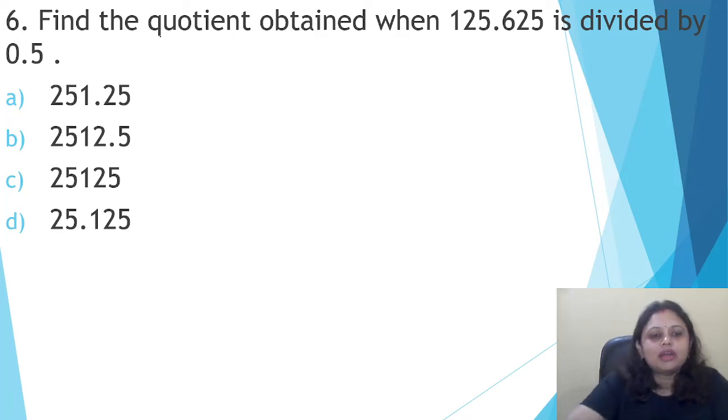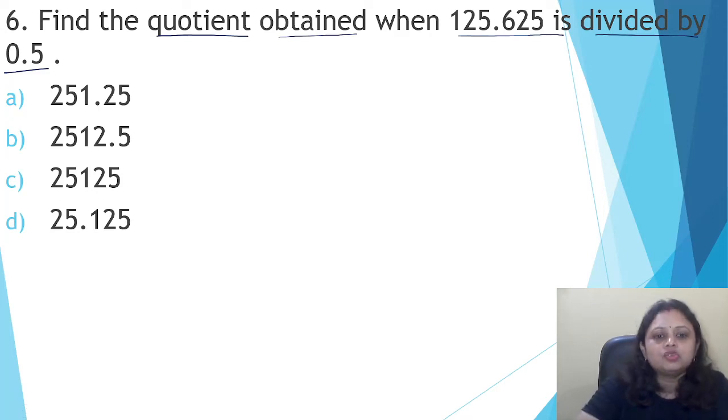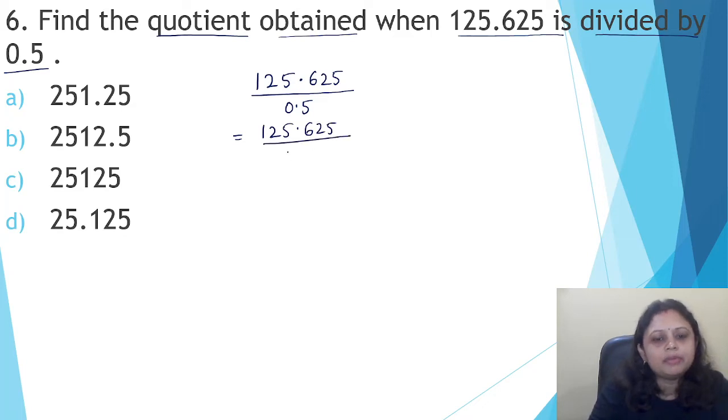Okay, so we have to find the quotient obtained when 125.625 is divided by 0.5. Let me write it here: 125.625 divided by 0.5. We can write it like this also: 0.5 means 5 by 10.